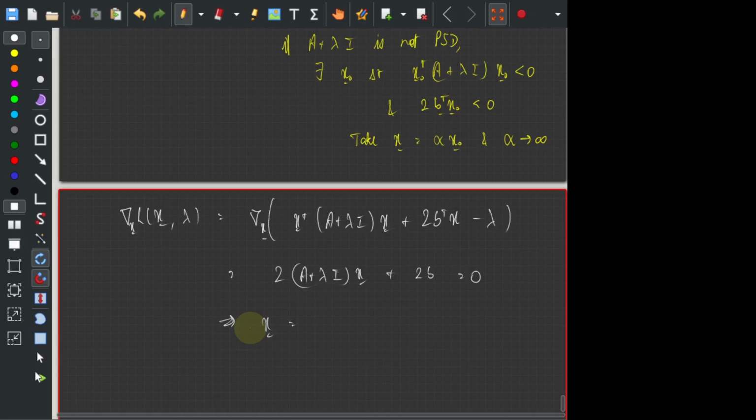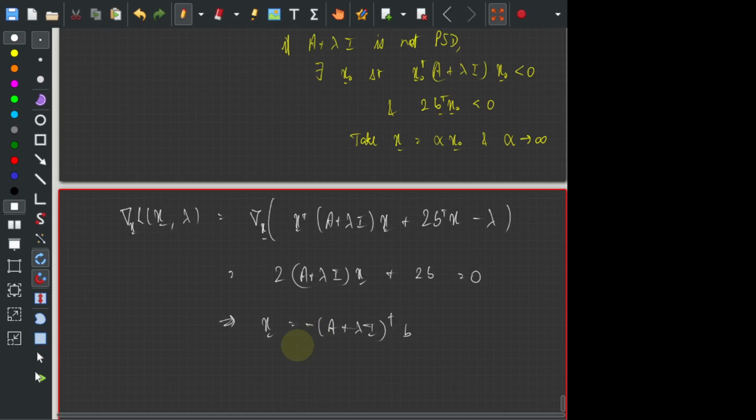Sure, the inverse need not always exist, so it's going to be the pseudo inverse. This is PSD, right? Correct, but A need not be a square matrix, right? So A plus lambda I is PSD, A need not be. So x is equal to the pseudo inverse of A plus lambda I, times B.